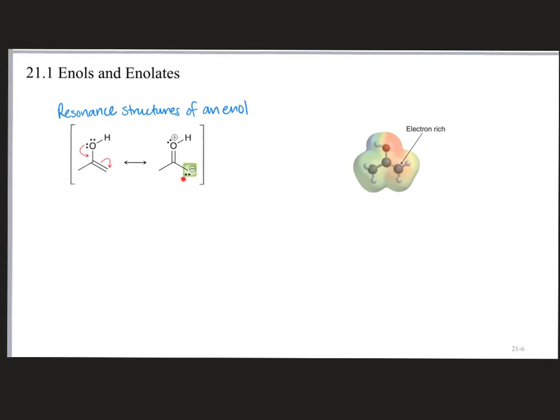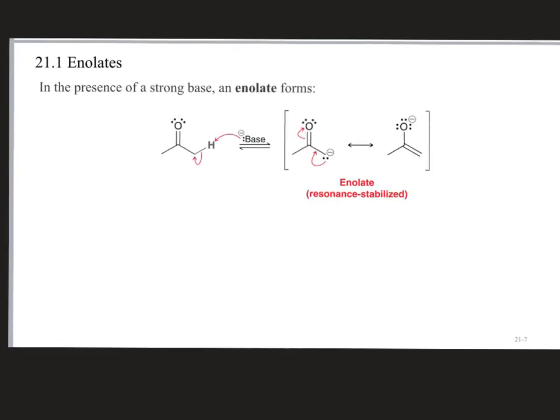Notice that the alpha carbon is actually nucleophilic. Okay, so it has electron density at this alpha position. This is going to be really important. So though this resonance structure of our enol isn't the major contributor to the resonance hybrid, it is very reactive because of this carbanion. Enols will generally form with catalytic amounts of acid or base present.